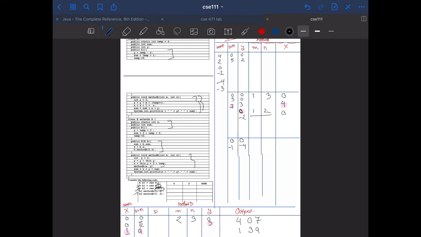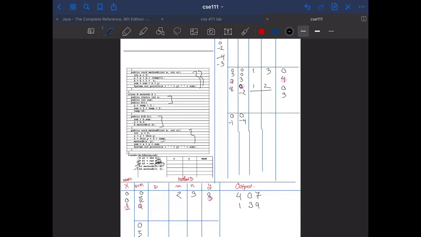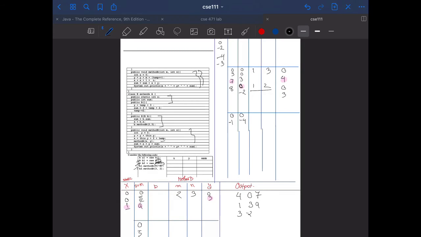x equals 0 plus 1 plus n, so that's 3, and sum becomes sum, which is 7, plus 3, that's 10, minus 2, that's 8. So our output would be 3, minus 2 and 8. Let's just mark them down, so 3, minus 2 and 8. So we are done with method a.